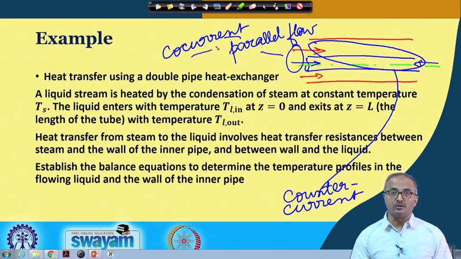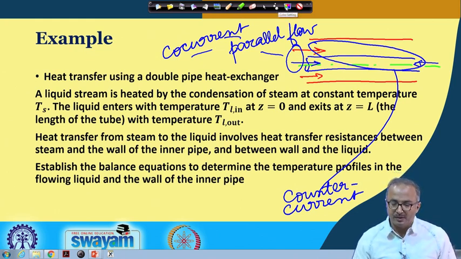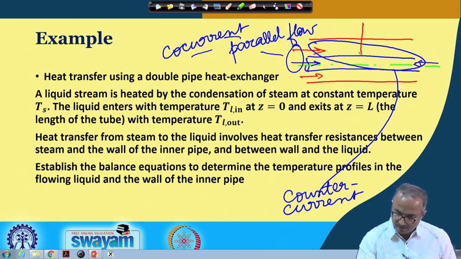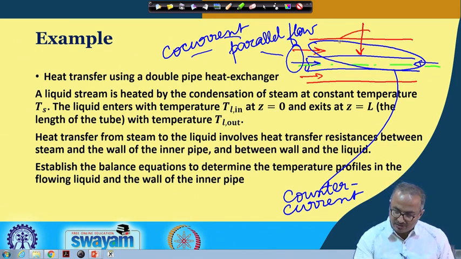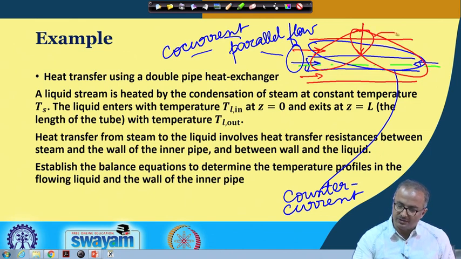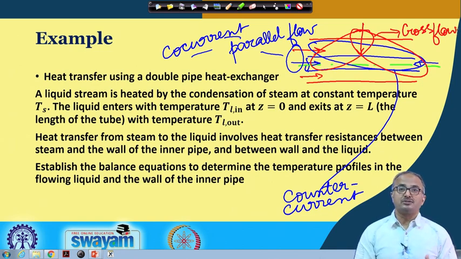Other than these two configurations, there could be configuration where you find that the outer fluid is coming like this. That is, it is coming at a 90-degree angle to the inner fluid. So, in this case, suppose I talk of this one or this one, both of these will be called the cross flow. So, we have these various configurations in heat exchangers.